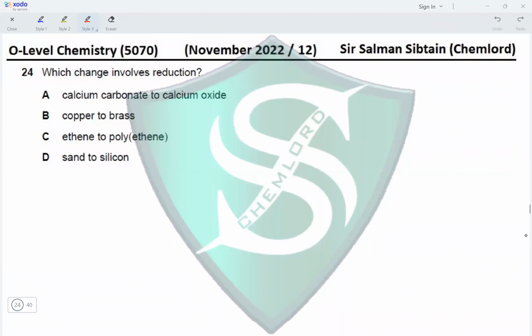Question 24. Which change involves reduction? Calcium carbonate to calcium oxide. We have calcium ions, which have a 2+ charge in both, so this is not a redox reaction. Copper to brass. Copper is a metal, and brass is a mixture of copper and zinc. So this is not the option.